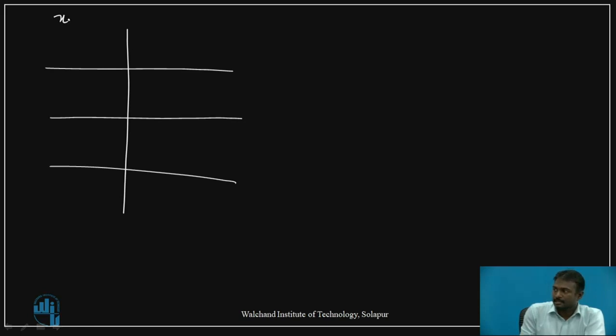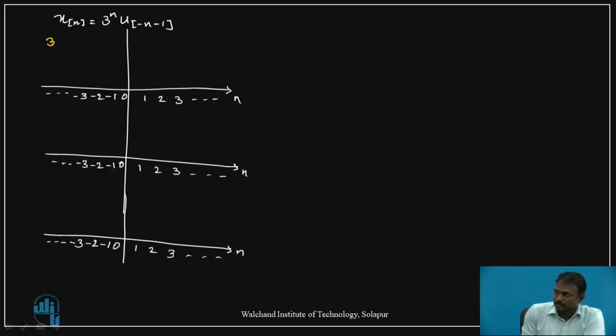We know that x of n is equal to 3 to the power n u of minus n minus 1. So for simplicity, I am neglecting the negative sign here. So in the first graph, we will draw 3 to the power n, that is a growing exponential signal. So this signal is all the way from minus infinity to plus infinity.